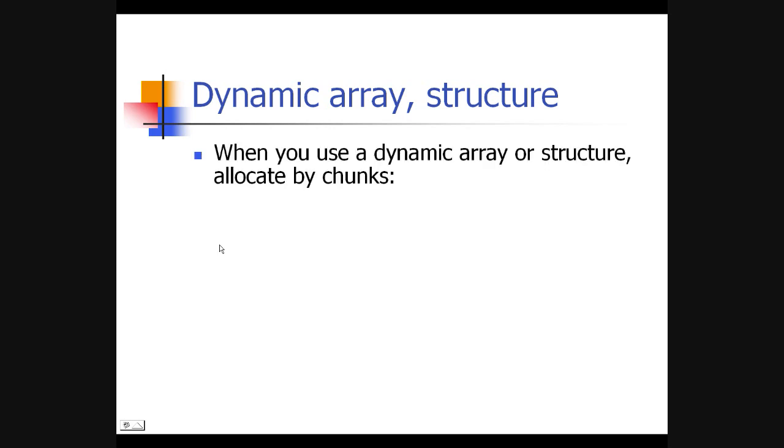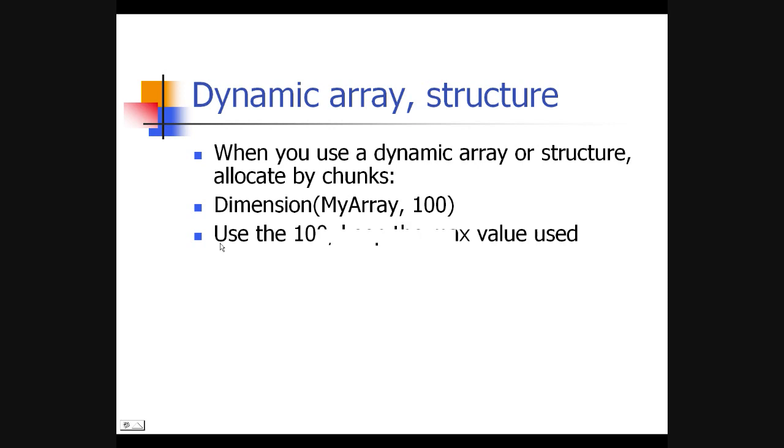Another optimization trick concerns dynamic arrays and structures. When you are using this kind of thing, always remember to allocate by chunks. How do you do that? You use the dimension instruction in the W language to say, okay, my array is a dynamic array of string, for example, and the dimension of my array is 100 lines. So you can put 100 strings in this array without doing anything else.